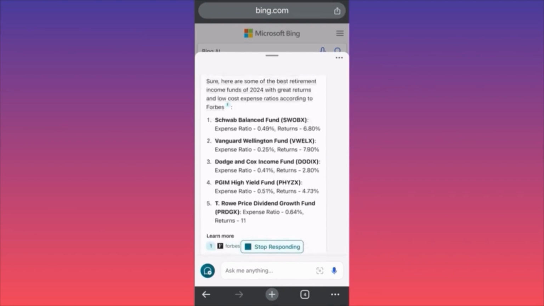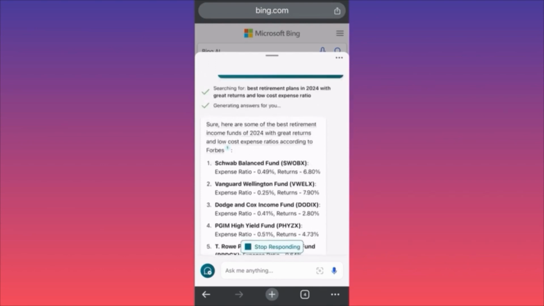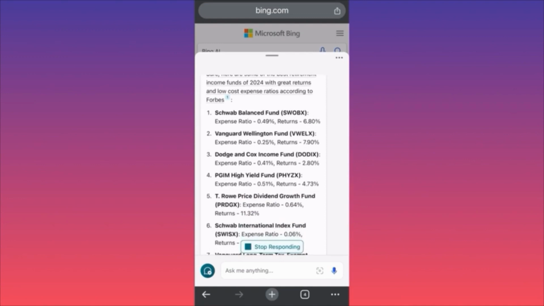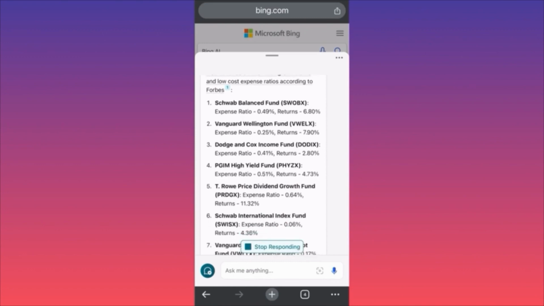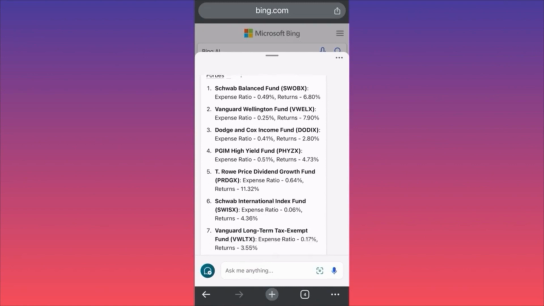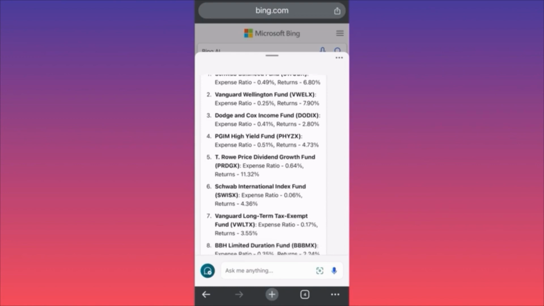Here's the list of the best retirement income funds in 2024 with great returns and low cost expense ratios according to Forbes. Okay, so you see what it did? It went out there, found one of the most reliable sources, and spits the information from it. So we have a Schwab Balanced Fund, return is 6.8%, expense ratio is 0.4, which is kind of high, guys. You see Vanguard Wellington Fund, it's only 0.2. The return is 7.9%. You see, now we're talking. Lower expense ratio, higher returns. Not financial advice. Dodge and Cox Income Fund, 2.8%, 0.4.